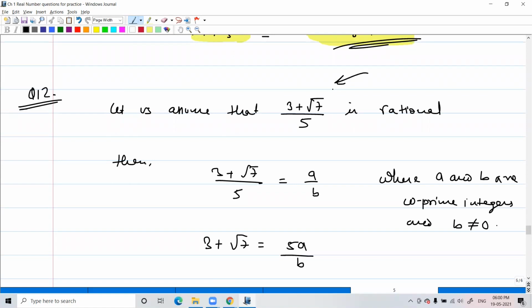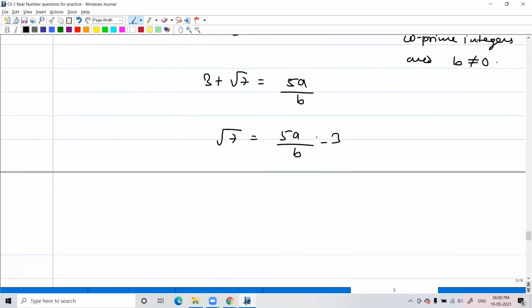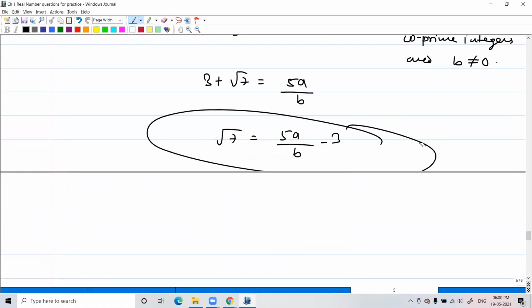But actually it is irrational, no? This number is irrational, but we assume the opposite, that it is rational. We make the incorrect assumption, and then we come to a contradiction. There is a contradiction here. Why did this contradiction appear?